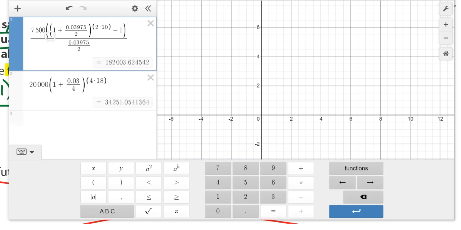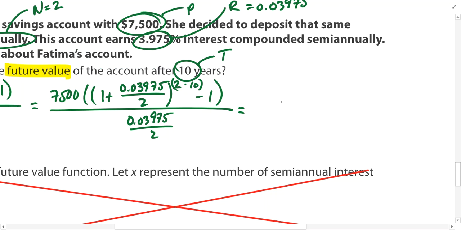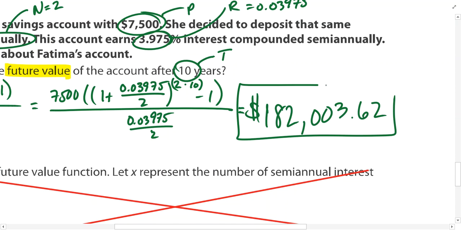And I again just modified the calculation that was working for me already. So $7,500, 3.975% interest, semi-annual for 10 years. Looks like that investment, wow, is worth $182,003.62. Now that's pretty nice.